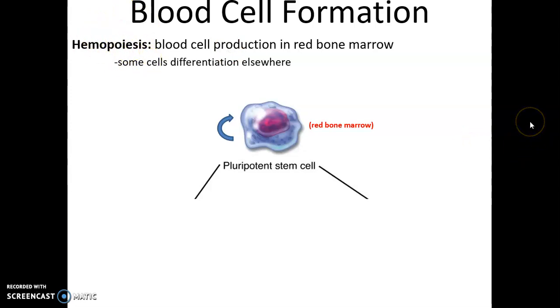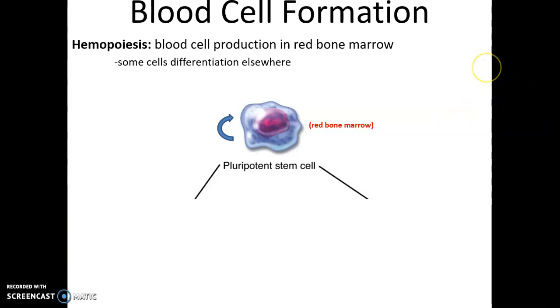Hemopoiesis is the production of blood cells, and all blood cells are produced in the red bone marrow, which we know is found in the skeletal system, found in the bones. While some of the blood cells do differentiate elsewhere in the body, all of them are initially produced in the red bone marrow. So it all starts with the pluripotent stem cell found in the red bone marrow. This starts off the process of hemopoiesis.